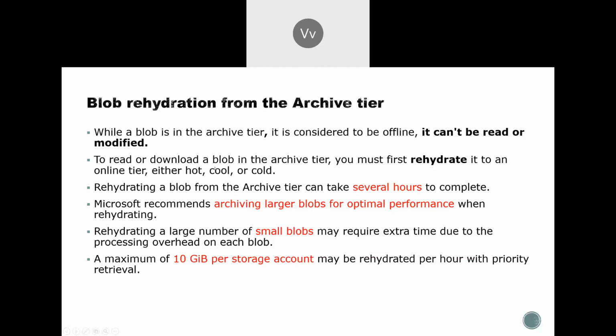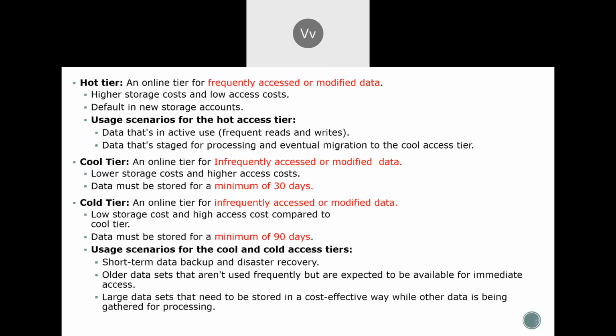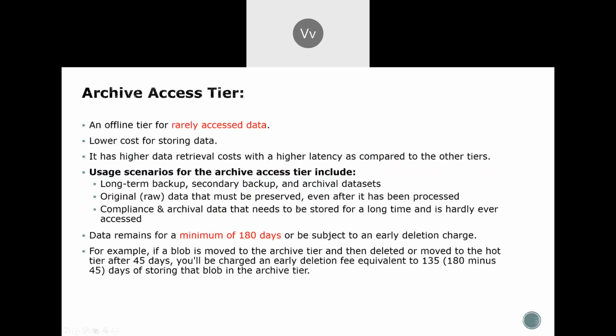In interviews, I haven't seen people asking about the archive tier much, because that's more about specific usage in product-based companies. But the interview question I have seen is: I have a specific file in archive and I want to go and read it. Can I do it? No. You have to shift the blob to the hot or cool tier. Based on that only, you can access it.